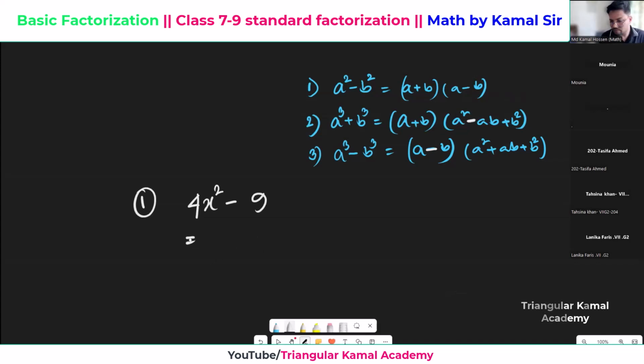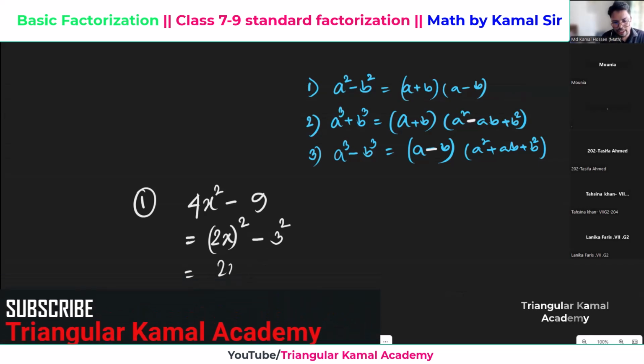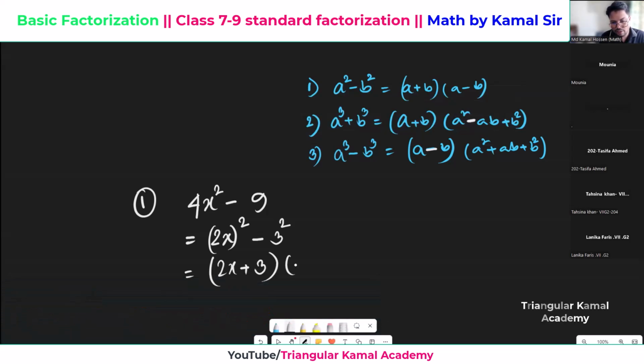So now, in the first line, what can we write here, anyone? This is considering 2x as a square, and 9 is a perfect square number. So here we can write 9 means 3 square. Now by using the formula of number 1, (2x plus 3) and (2x minus 3). So already we have done this type of math many times.